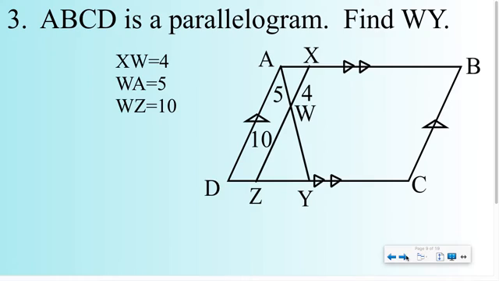Number 3. ABCD is a parallelogram. We have to find the length of WY. I'm going to give it a variable, little e. We're trying to find the value of little e here in this picture. What do you think? What could we do? Any ideas? We could find little e.